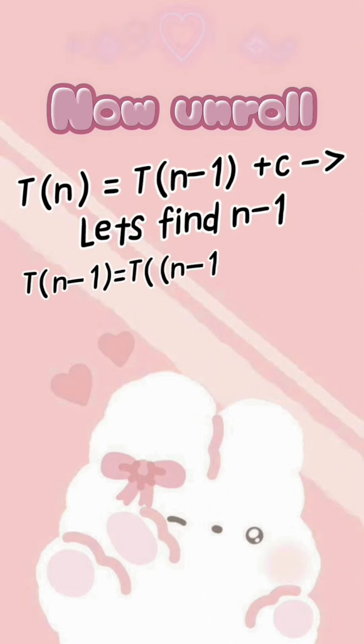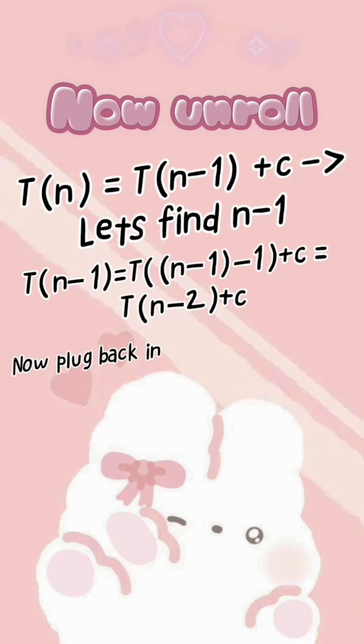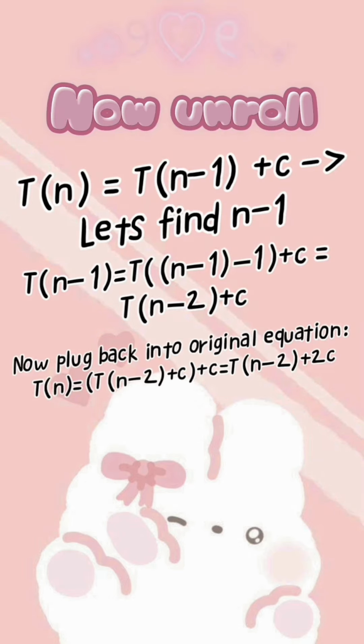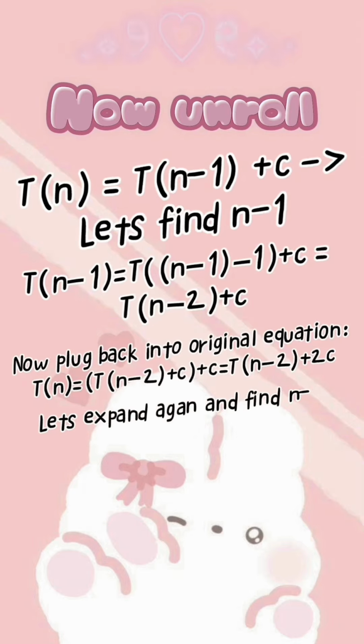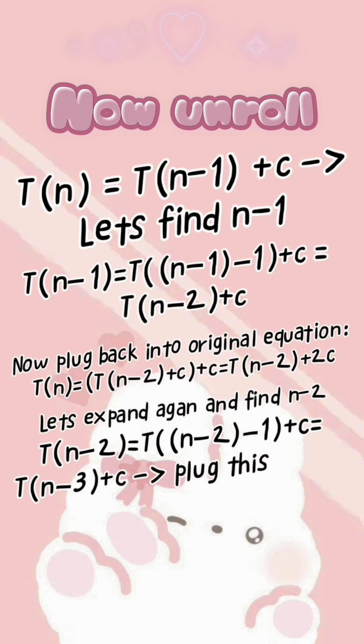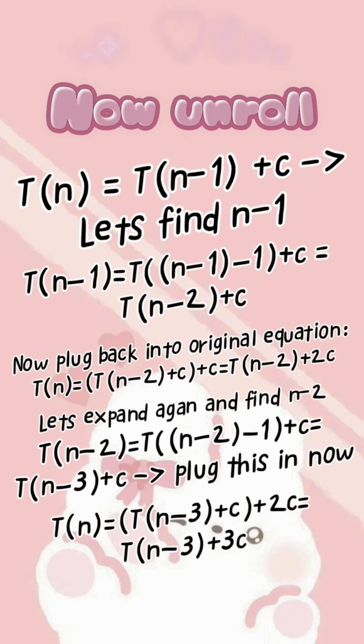As long as the input is greater than 0, T(n-1) itself also follows the same rule. That's why we write n-1-1. We are applying the recurrence again. Now that we know T(n-1), we can plug it back into the original equation. Now we do the same exact step, but this time with T(n-2). Now plug that into the equation. We get T(n-3) + 3c.